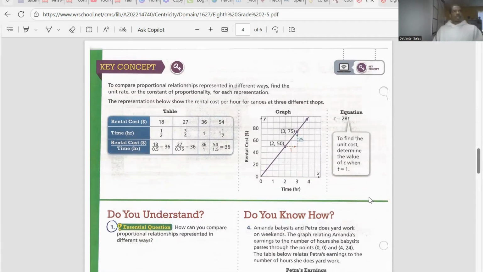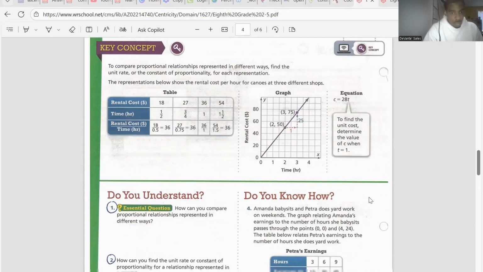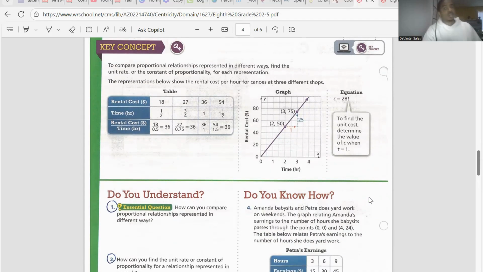To be honest, unit rates is something y'all probably have done. Might have done it a little bit last year, but it wasn't combining equations, and it wasn't also adding tables and graphs. So that's really what we're going to be working on today. All right, so it says to compare proportional relationships represented in different ways. Find the unit rate or the constant of proportionality for each representation.